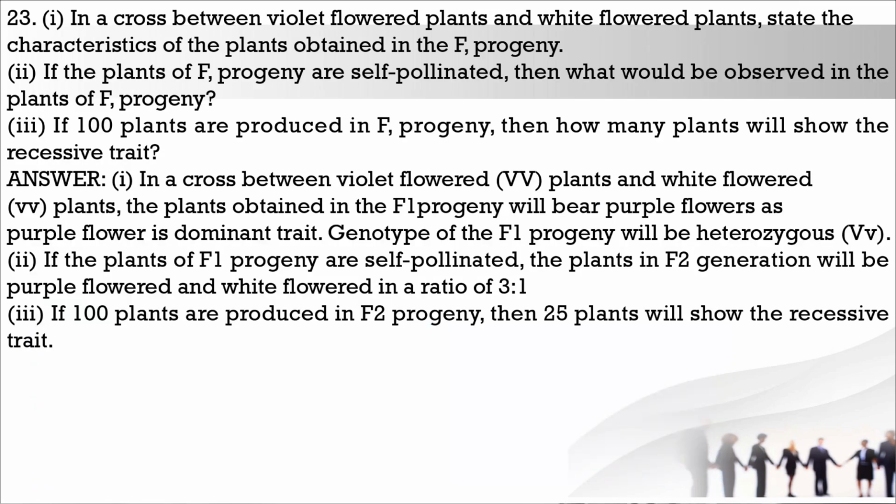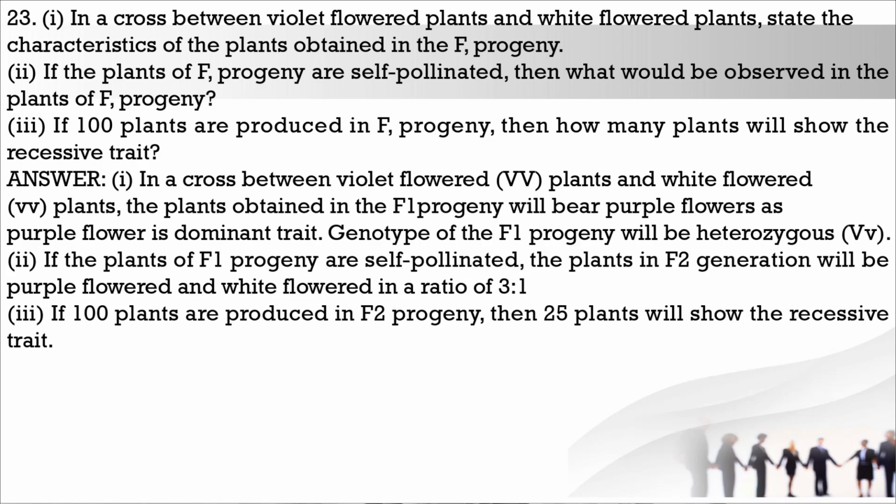Question number 23. In a cross between violet flower plant and white flower plant, state the characteristic of plant obtained in F1 progeny. If the plant of F1 progeny are self-pollinated, then what would be observed in the plant of F2 progeny? If 100 plants are produced in F2 progeny, then how many plants will show the recessive trait?